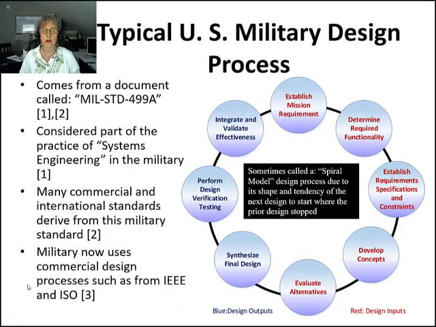Now here's the military design process. This process is similar in shape. They call this a spiral model. The basic idea is that you're starting with the top box, established mission requirement, and then you're going down through to integrate, validate, effectiveness, and then from there you're going into the next project. So you can think of it as sort of spiraling.